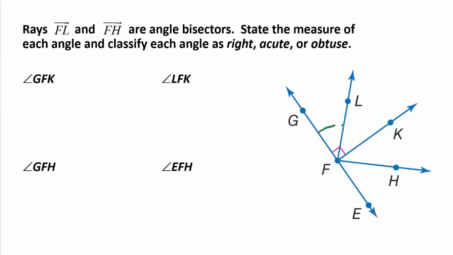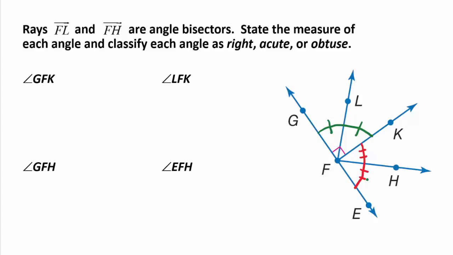And what does that do? That makes these two smaller angles congruent to each other. The same thing happens over here with FH. FH bisects this angle, so I'm going to say that these two are congruent to each other.